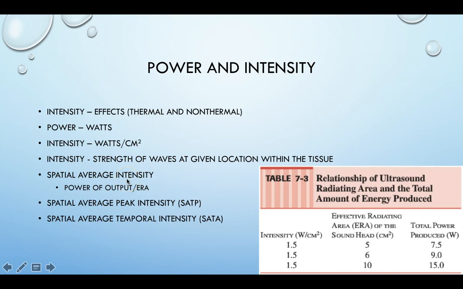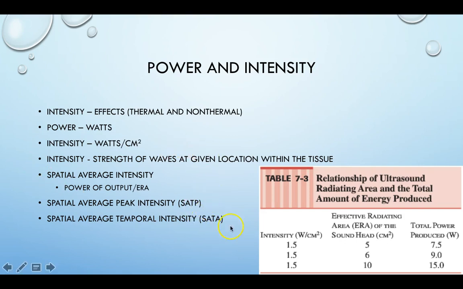So for example, if we use 10 watts of power, but we had an ERA of 5 centimeters squared on one machine and an ERA of 10 centimeters squared on another, the machine that has the larger area, the 10 centimeters squared, is going to actually have a lower intensity, because it's going to be 10 watts over 10 centimeters squared versus the smaller ERA of 5 centimeters squared with that 10 watts. We're delivering the same amount of power but over a smaller area. That's important to keep in mind. So the ERA plays a role in that.